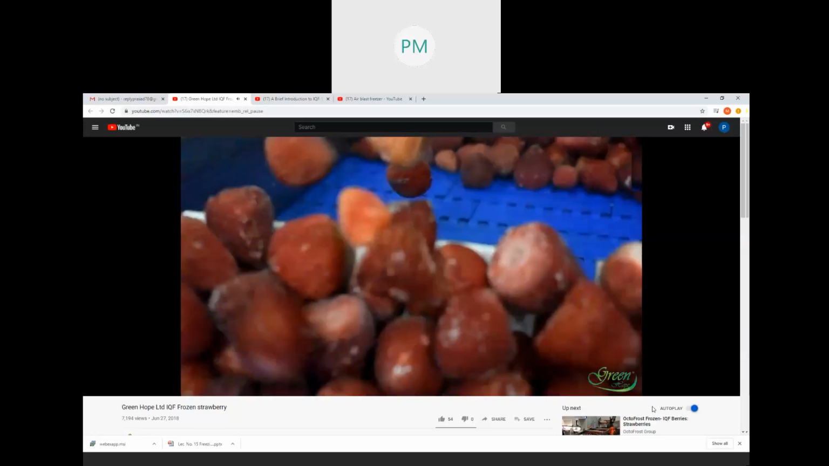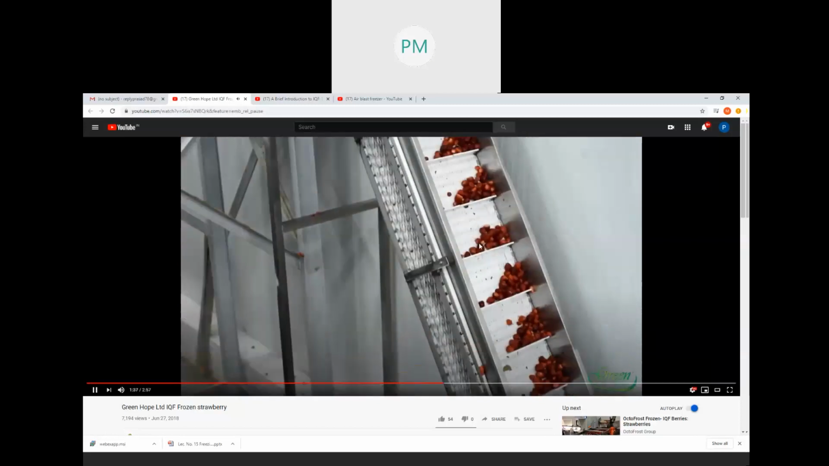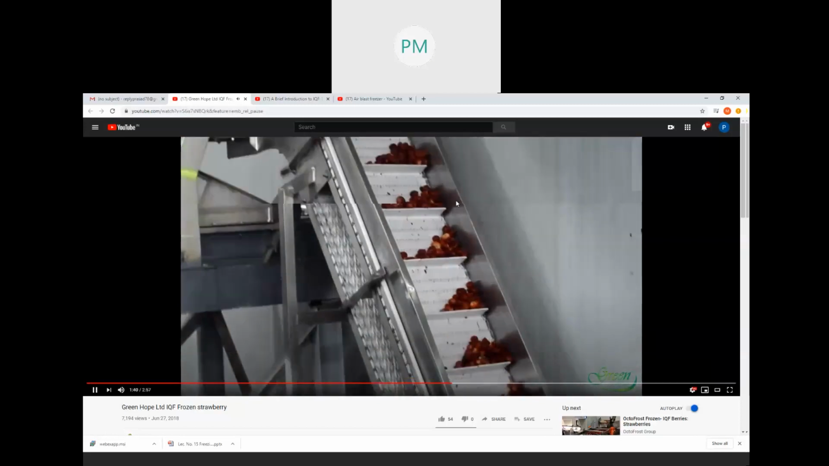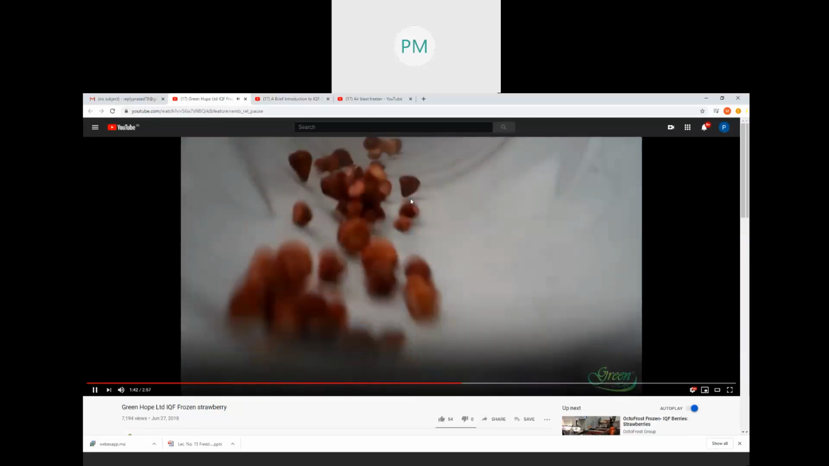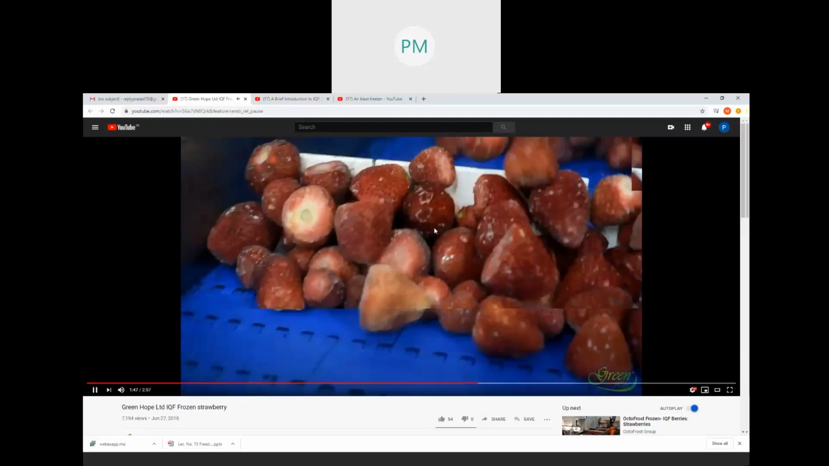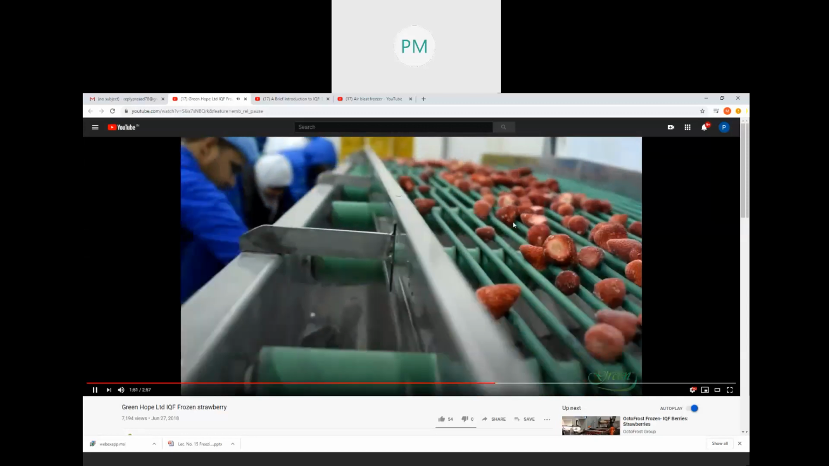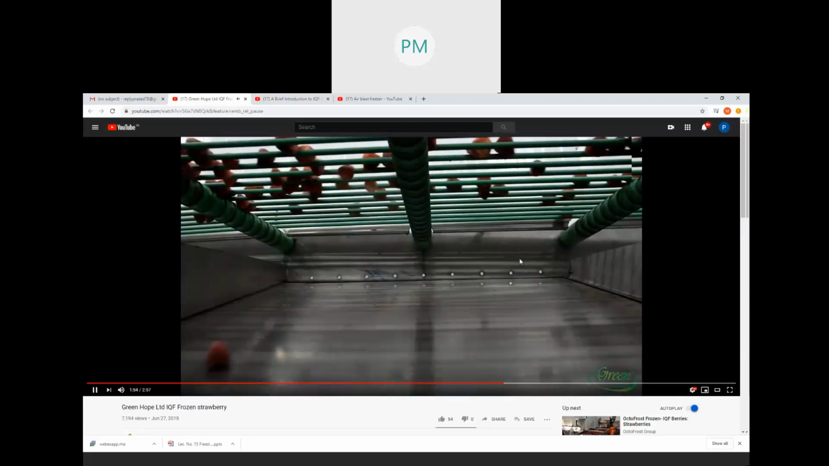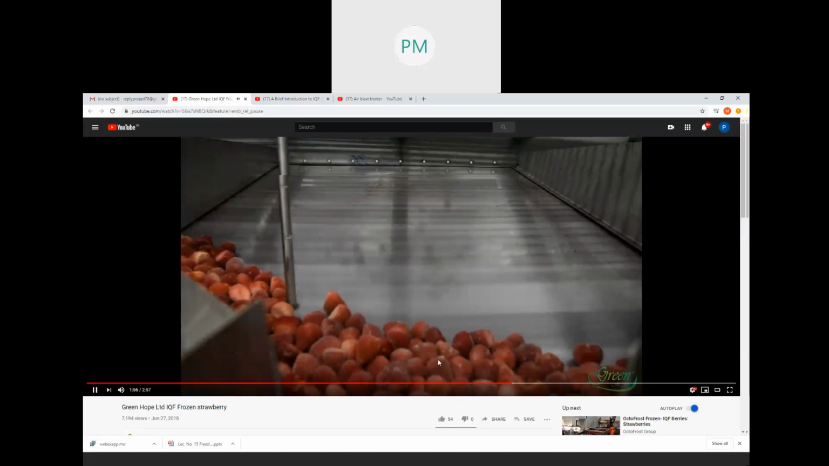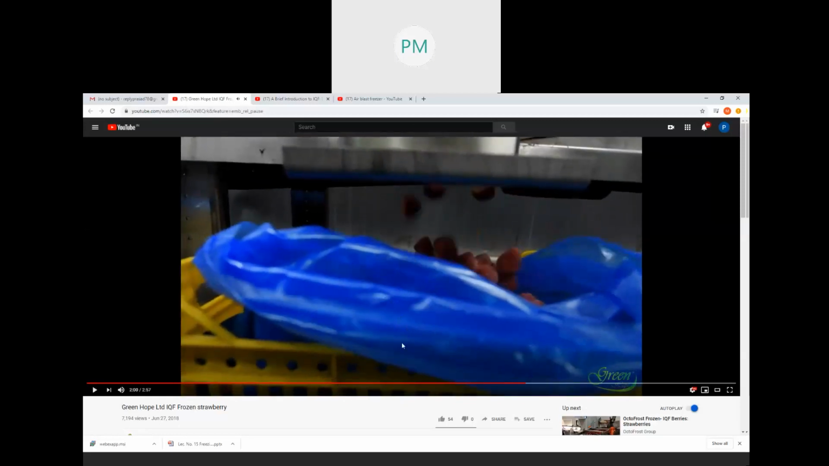See, now these are quickly frozen. After washing, they have been sent to a fluidized bed freezer. This is after freezing. So these are the completely frozen ones. Those are called IQFs, individually quick frozen strawberries or individually quick frozen fruits.